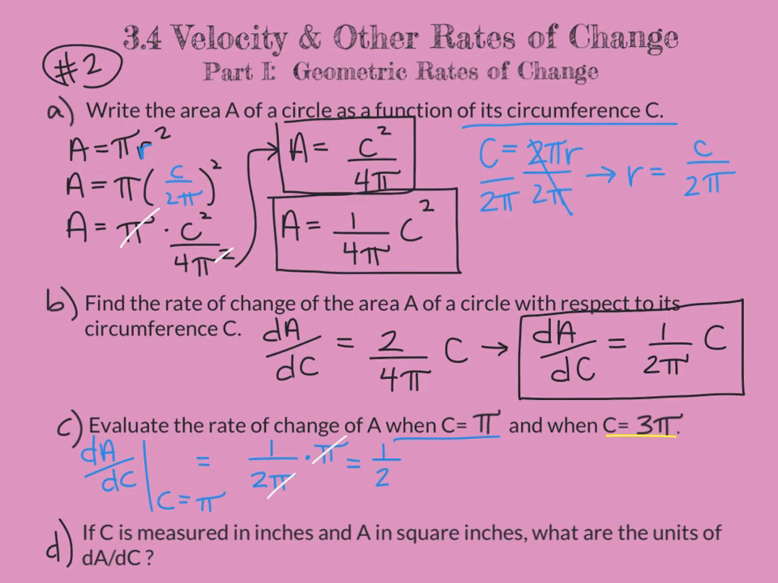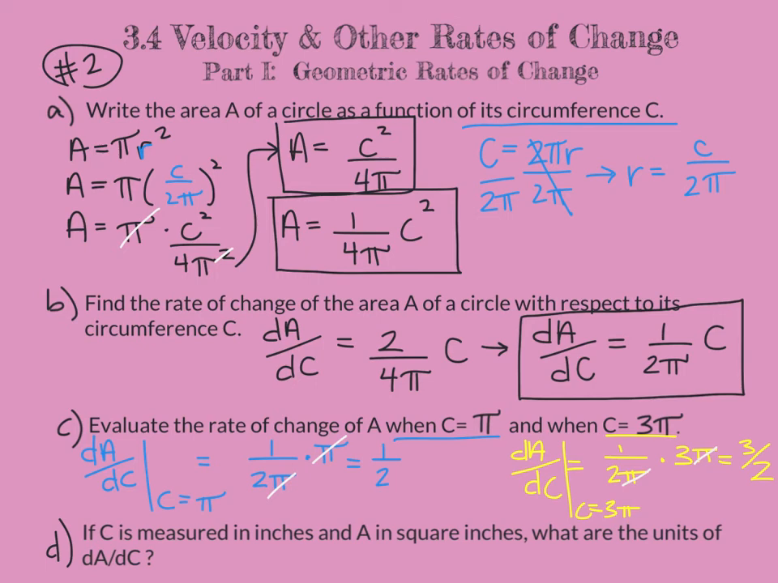Then when c is 3 pi, we'll evaluate there. dA dc, the derivative of A with respect to c, when c equals 3 pi is 1 over 2 pi times 3 pi. Again, the pi's can cancel, and we're left with 3 over 2.